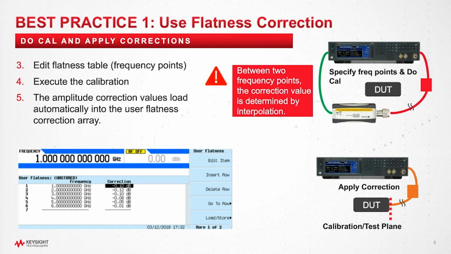The third step, open the user flatness table editor and enter the desired start and stop frequencies and the number of frequency points. Or you can set individual frequency points as well.